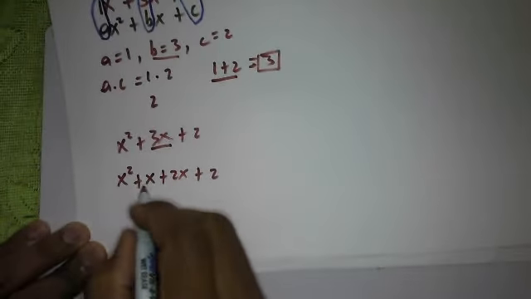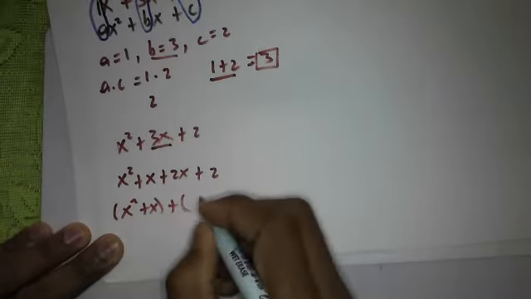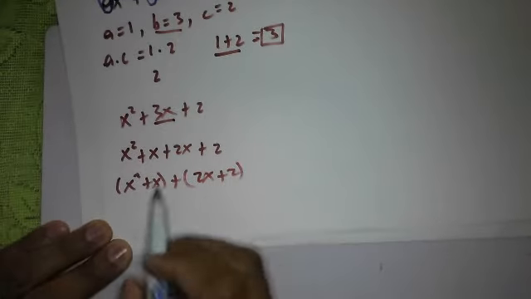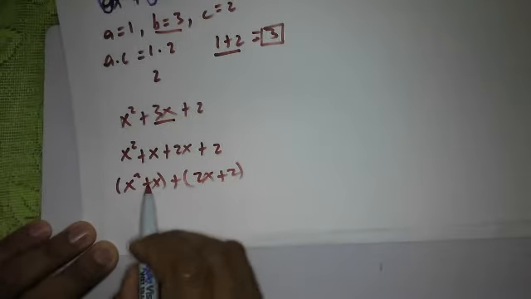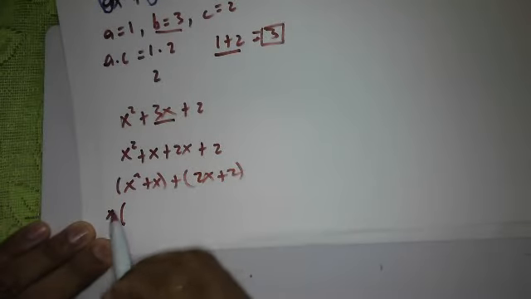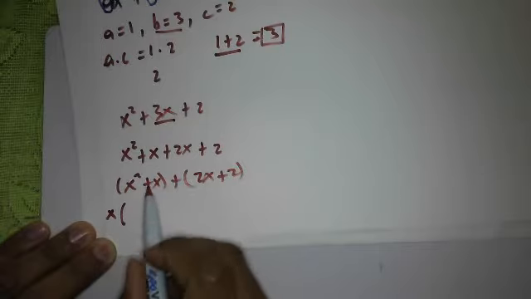Okay? My first two terms, I'm going to put those in parentheses. So that is x squared plus x, plus my last two terms, I put those in parentheses. That is 2x plus 2. My greatest common factor in my first parentheses is x. So I factor that out. Then I have my parentheses. I'm going to use my greatest common factor to divide each term inside the parentheses here.